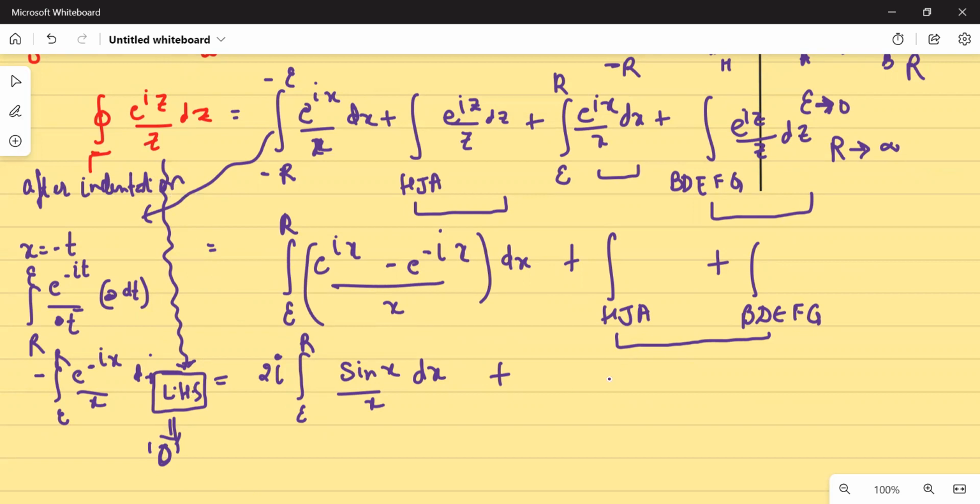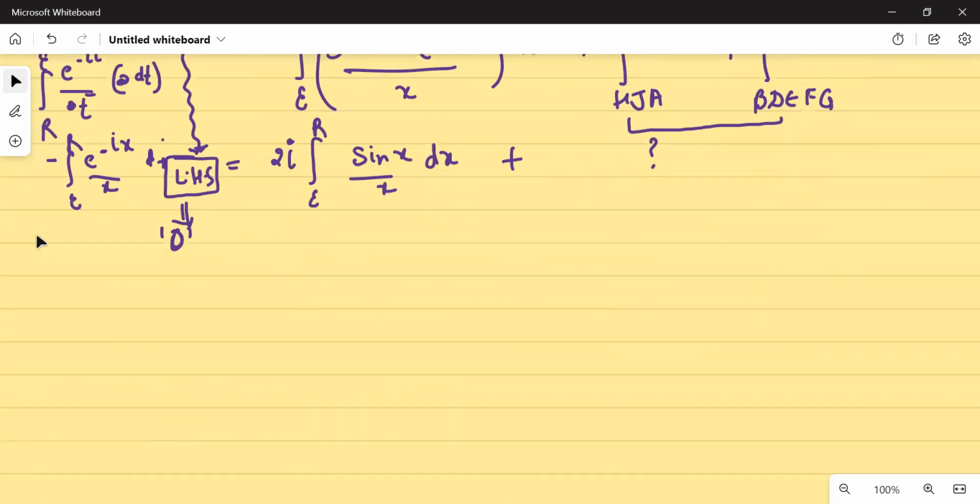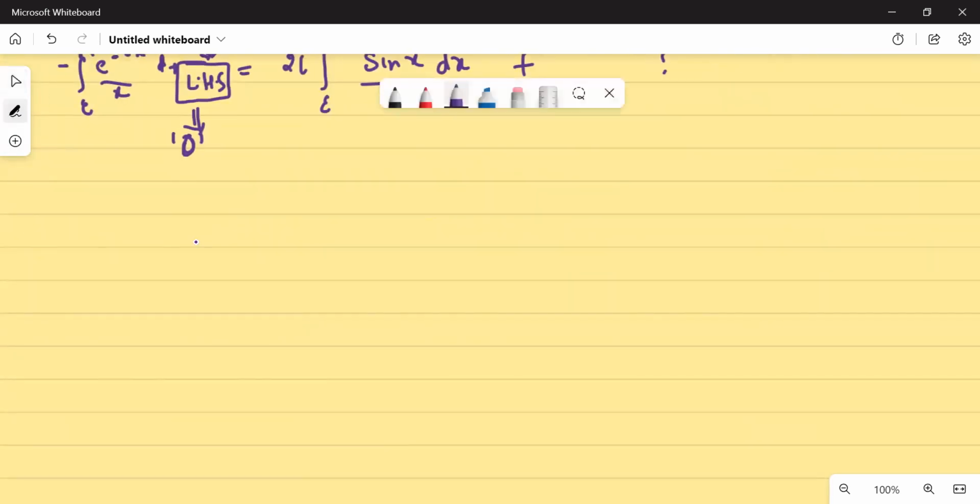Okay, and now we have to find these two integrals. We are interested in these two integrals. So let us do these two integrals first, and then we'll return back to the same equation. I'm leaving some space and doing first B, D, E, F, G, whatever it is. Integration of e to the power iota z upon z dz.